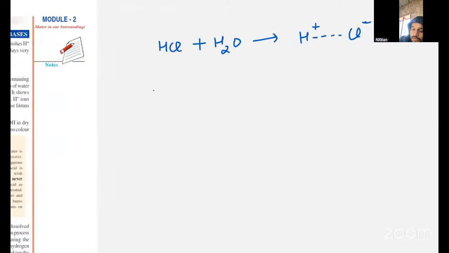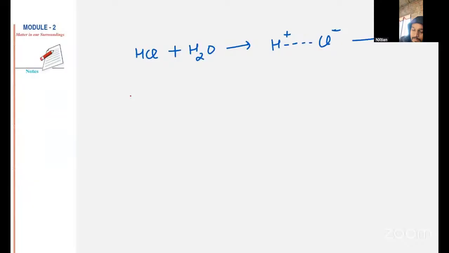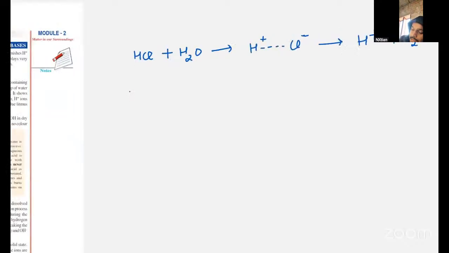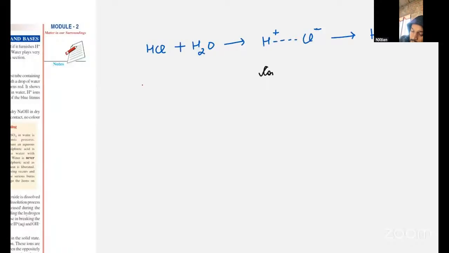Now, the next question: there are two terms. First is concentration. Can you repeat with me? Concentration. And the second one is dilution.